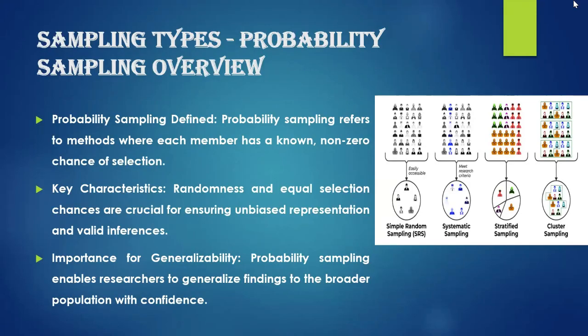Next, we shall see about the sampling types. First one is probability sampling. In probability sampling, every member of the population has a known non-zero chance of being selected. This technique ensures that the sample is representative of the population, reducing the risk of bias. The key characteristics of probability sampling are randomness and equal selection chances. Importance for generalization: probability sampling enables researchers to generalize findings to the broader population with confidence.